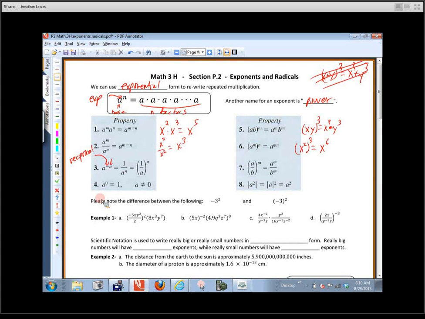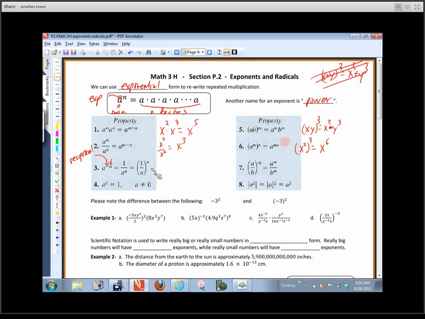Okay, it's the reciprocal. So we can do a couple of things. We can do the reciprocal of the entire exponential form. So we can do 1 over a to the n, and it changes from a negative exponent to a positive exponent. Or we can do this, and this is kind of cool. You could just apply the reciprocal to the a. What's the reciprocal of a? 1 over a. And then you raise that to the n.